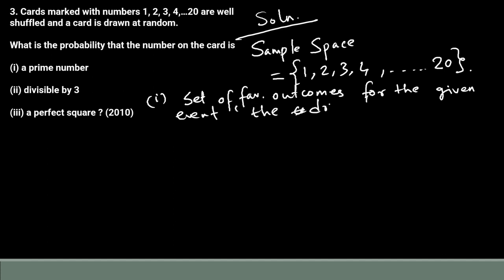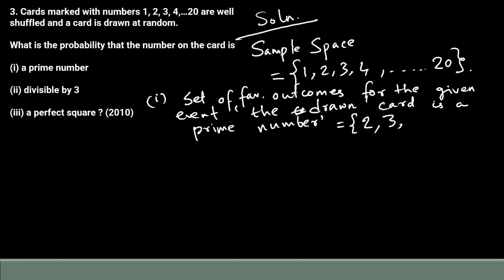The drawn card is a prime number. More specific. So first, let's see what are the set of favorable outcomes when the drawn card is a prime number. It can be either 2, 3. So what are the prime numbers from 1 to 20? 2, 3, 5, 7, 11, 13, 17, 19. These are the set of prime numbers from 1 to 20.